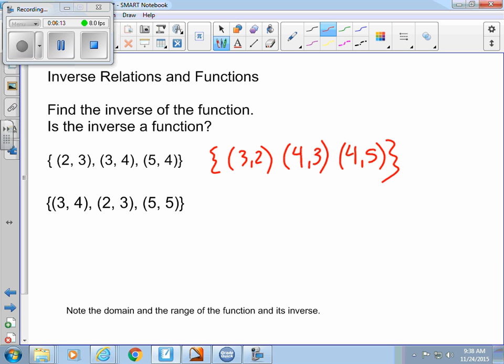But 3 and 2 have to sit together. You just switch all the x's and y's around. Is the inverse on this one a function? No. Why not? The 4s. Was the first one a function? The first one was, but this one's not.